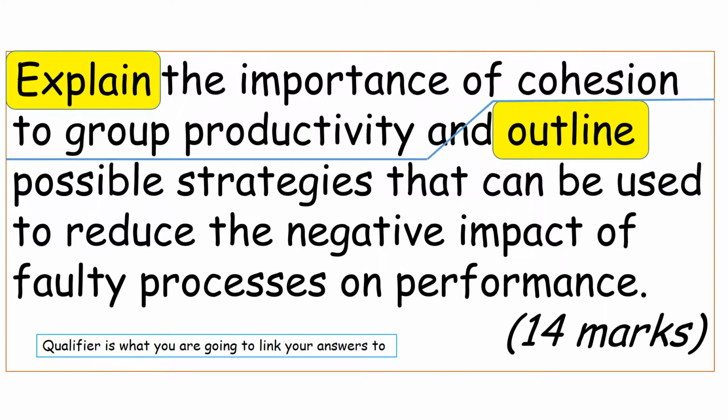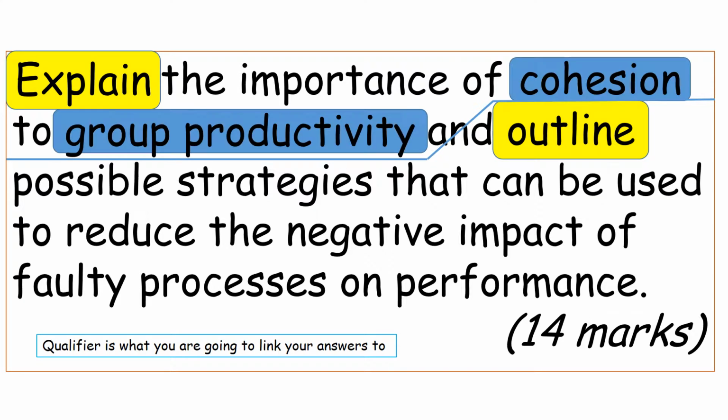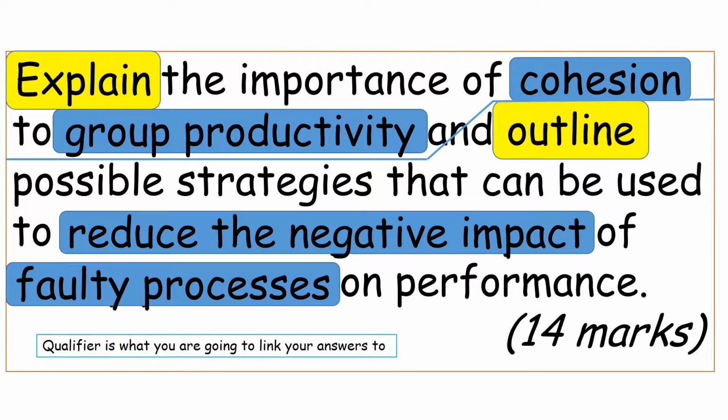Okay, so the qualifiers that I've gone for on this question, the first one on the explain section, is cohesion to group productivity. And for the second one, for the outline part, I've gone for reducing the negative impact of faulty processes. So these qualifying words, it does look like common sense that we know what we're going to need to talk about, but you really need to pay attention to what it's actually asking you to do. We'll come on to a little bit more detail about what is so important about those qualifying words.